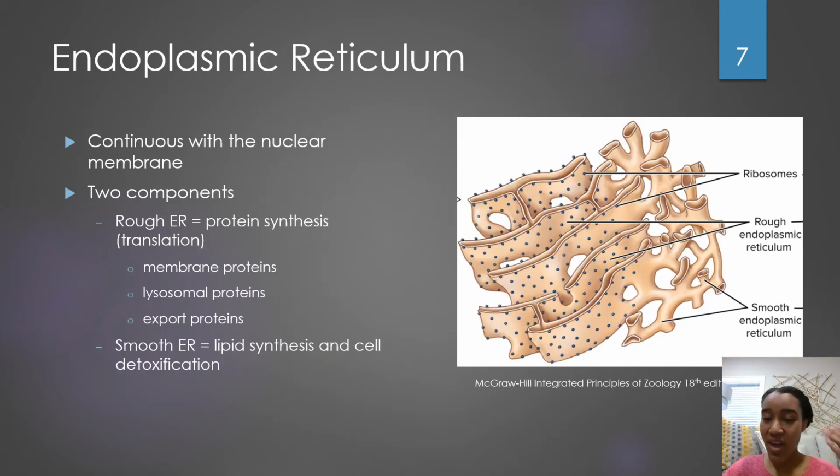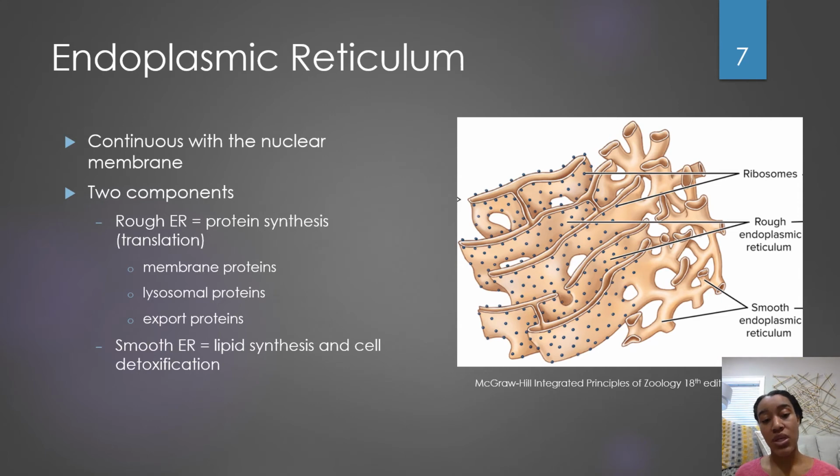So following that natural progression is the endoplasmic reticulum. Like I mentioned, it's continuous with the outer membrane of the nucleus. And there are two components to this. There's the rough ER, which is responsible for protein synthesis, and it's usually proteins that are destined to be embedded in the plasma membrane, the external membrane, that are going to be present in lysosomes, or proteins that are going to be exported from the cell.